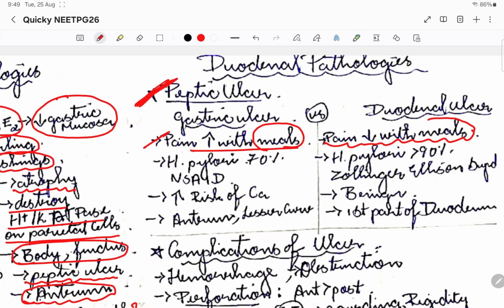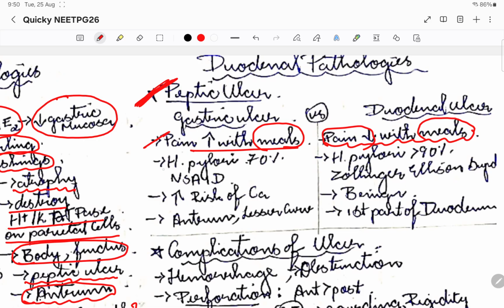Whereas when there is a duodenal ulcer, if the meal comes in, there will be increased mucus production within the duodenum itself. That is why it will relieve the symptoms, so pain will decrease with respect to meals. This is the difference between duodenal and gastric ulcer.